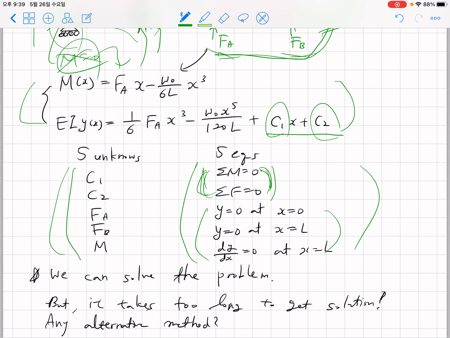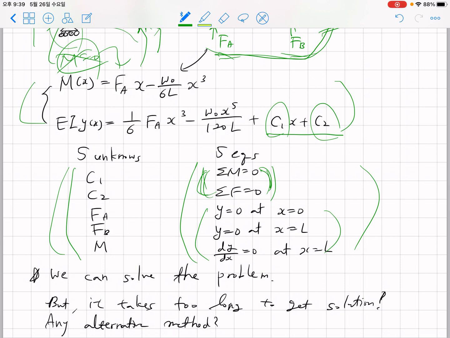However, as I told you in the previous lecture, it takes so much time. For example, if I imagine making this a final exam problem, I don't want to, because I don't want to test your ability to solve for 5 unknowns out of 5 coupled linear equations. I want to test your ability to formulate and solve solid mechanics problems. So I cannot make this a final exam problem, right?